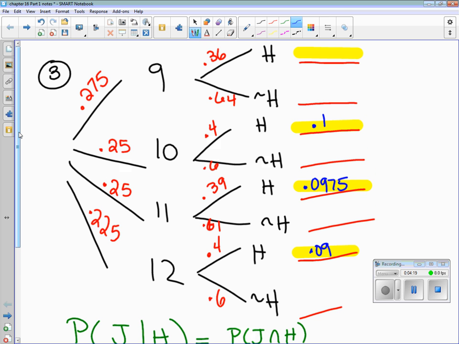Let's double check. So 0.275 times 0.36. Can someone multiply those together for me? What'd you get? 0.275 times 0.36. 0.099. Okay, interesting. Well, the book was wrong and I was wrong. Okay, so 0.099. Oh yeah, it's right there, but not there. Did you find it? Where was it?